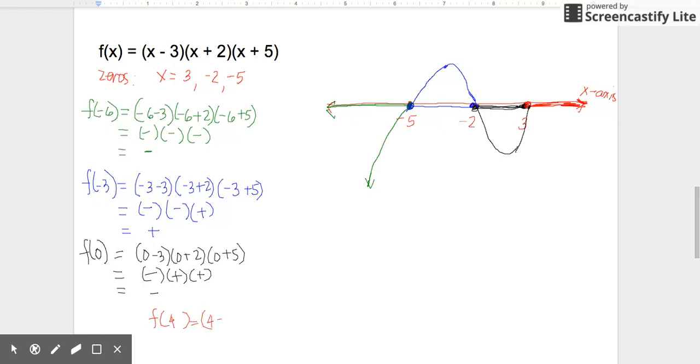So we'll have here 4 minus 3 times 4 plus 2 times 4 plus 5. And the sign is going to be positive times positive times positive. Therefore, the entire product is positive, which means that the graph is going to go to the positive territory. So it's going to go up. And because there's no more x-intercept to touch, it'll stay above the x-axis. So probably just going to go up forever. And that's how we know how the graph will look.